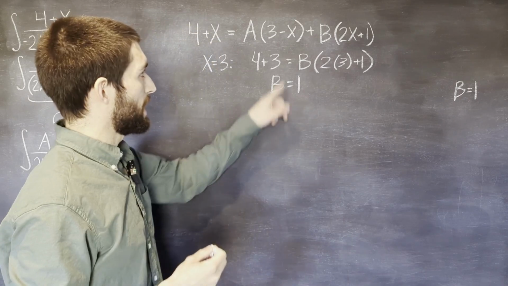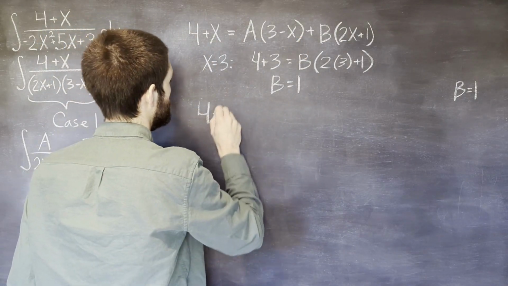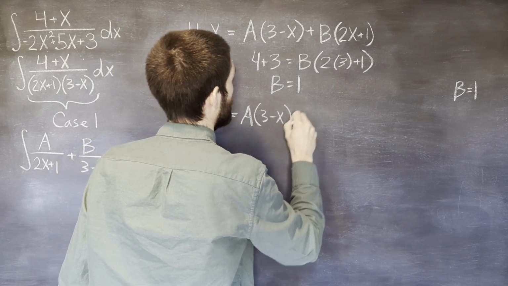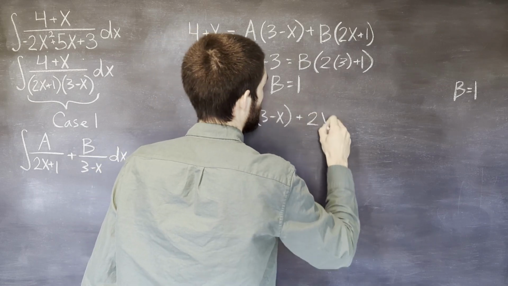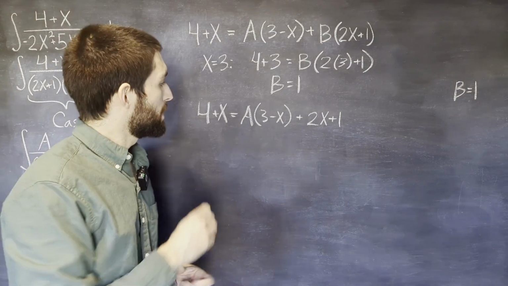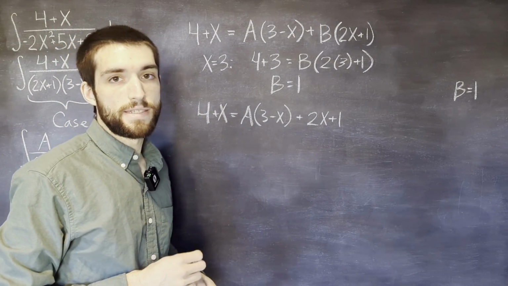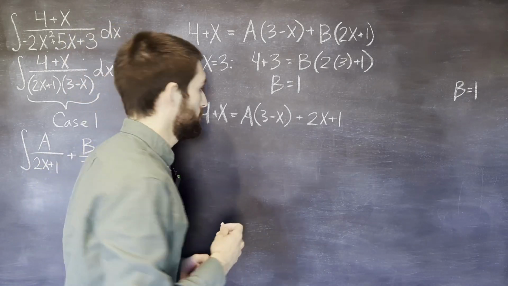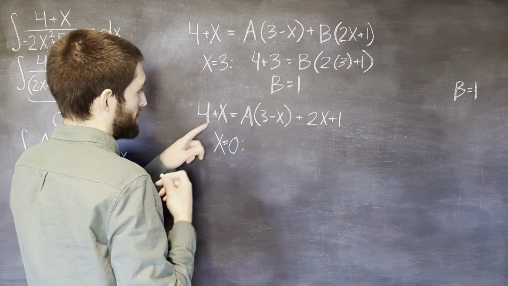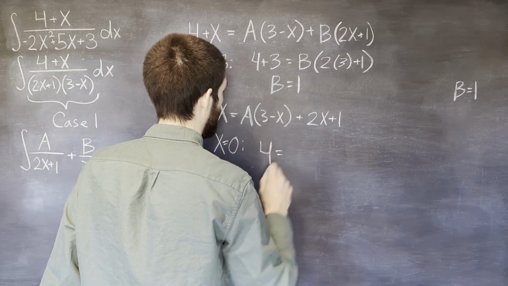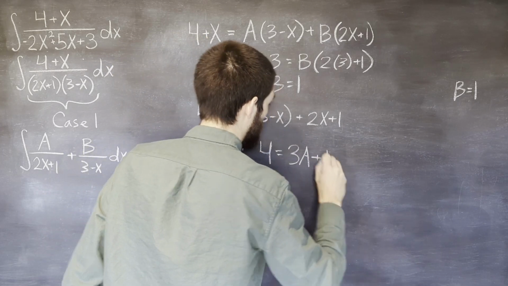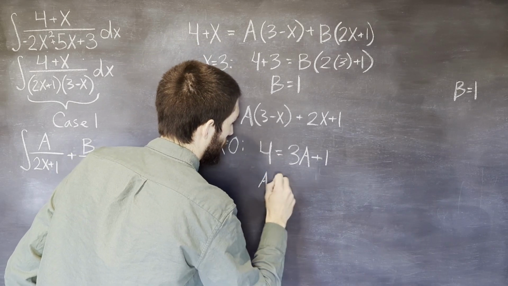And now we can substitute this back into our equation, giving us 4 + x = A(3 - x) + 1(2x + 1). Now we just have A to solve for. And we could choose any value for x that we want, as long as it doesn't cancel A out. The easiest thing we could do is choose x = 0. So let's choose x = 0. And if that's the case, the left side becomes 4. The right side becomes 3A + 0 + 1. And then solving for A, we get A = 1.